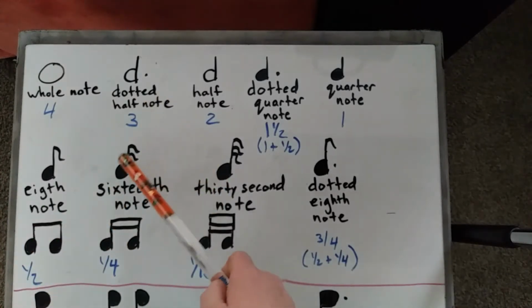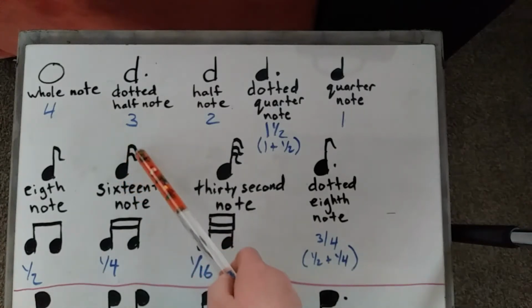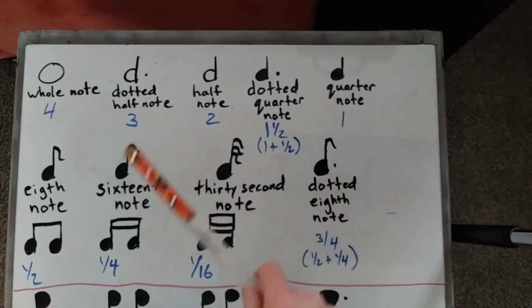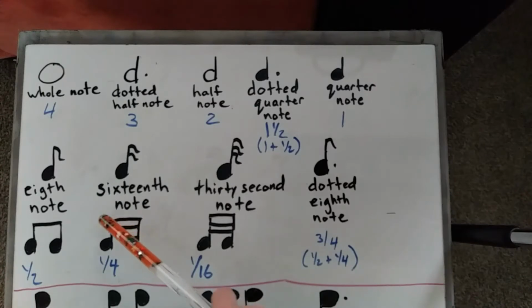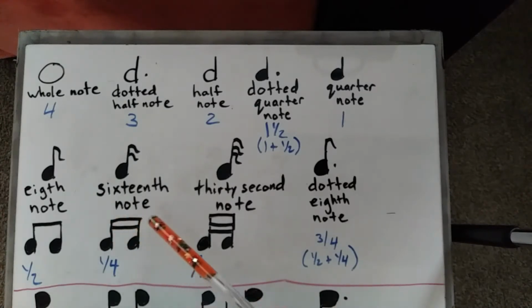A 16th note looks the same, except it has 2 flags coming off the stem, or if beamed together, it will have 2 beams connecting them together. That's how you can tell. And each 16th note is worth 1/4 of a beat.